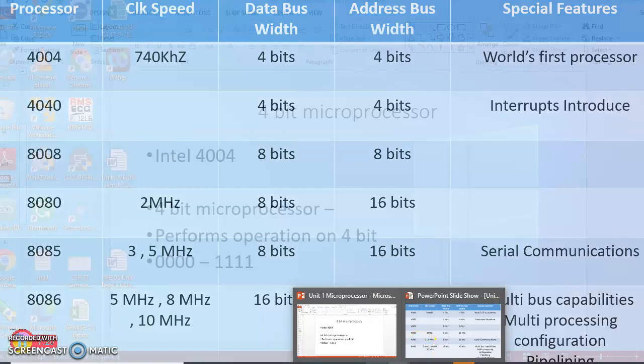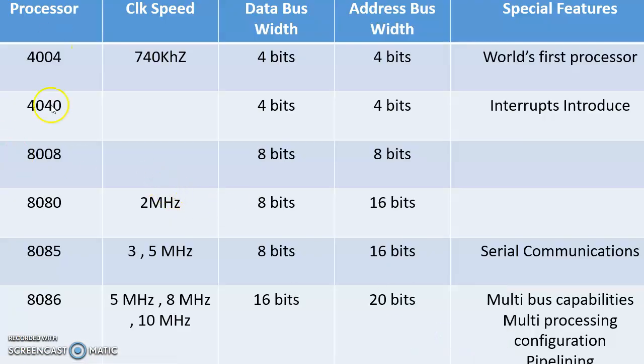So if you see here, next is the 4040, the next processor, which has a data bus of 4 bit, an address bus of again 4 bit, and interrupt is introduced here. Next the 8008 processor came, with an 8-bit data bus and 8-bit address bus. Then the 8080, with a 2 megahertz clock speed, that is the crystal oscillator frequency, an 8-bit data bus and a 16-bit address bus. So 8-bit is nothing but 1 byte, and 16-bit is nothing but 2 bytes.